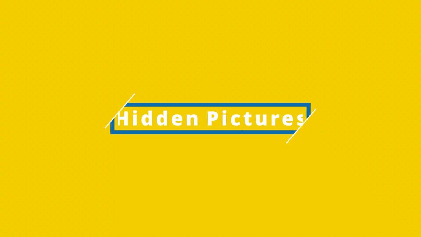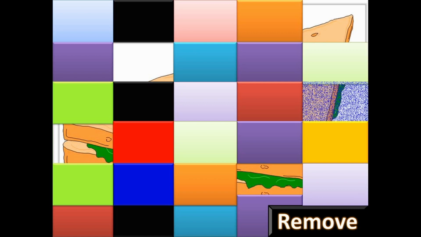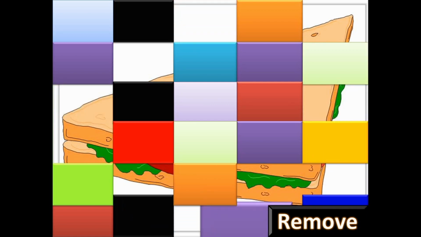The next activity is called the Hidden Pictures game. And the purpose of this game is to get your students to be the first to guess what is the hidden image or the target vocabulary word that you've been talking about in class.